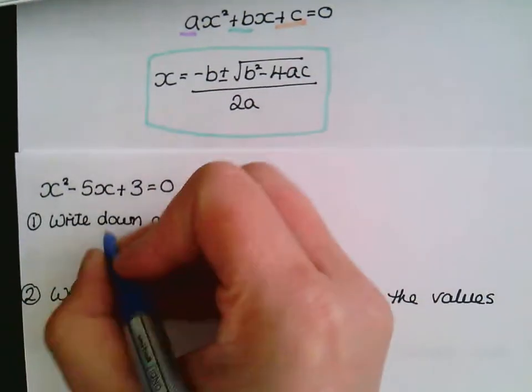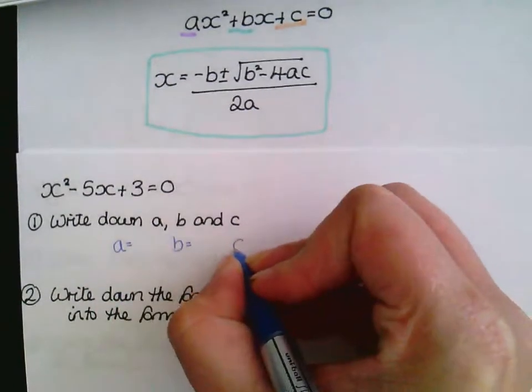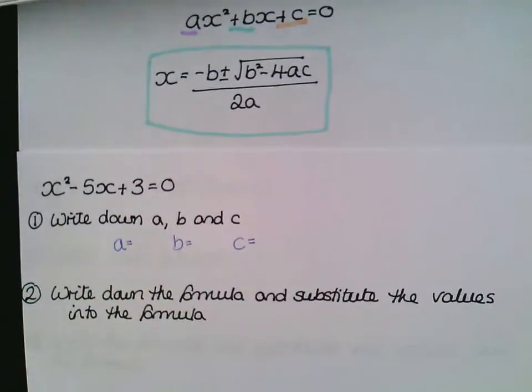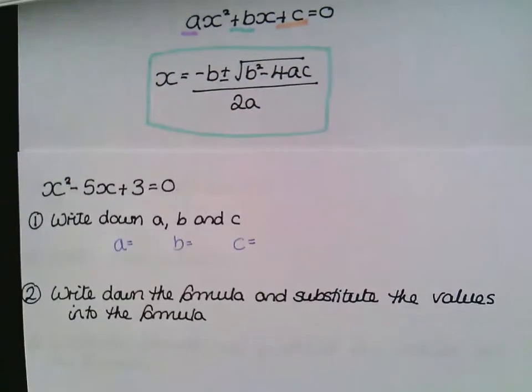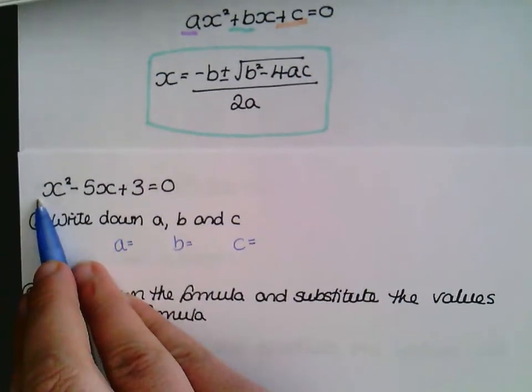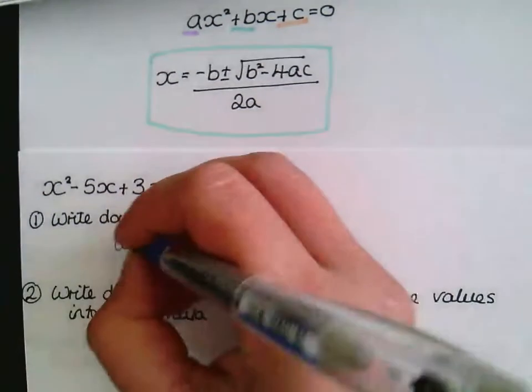So the first thing I'm going to do is I'm going to write down what A, B, and C are. So A is always the number in front of the x squared. Now the official word for the number in front of a letter is called the coefficient. So A is the coefficient of x squared, the number in front. Now, do you remember when there's not a number there, what number is actually written? It is the 1 that is hidden. So A is 1.